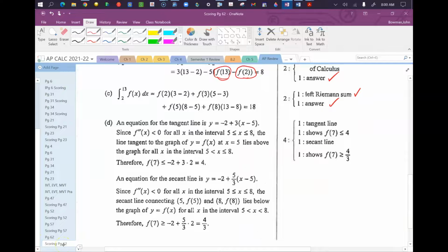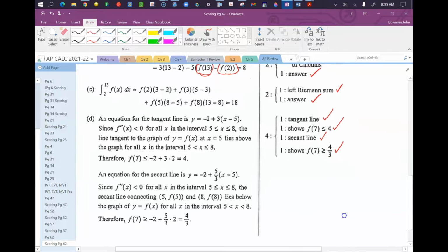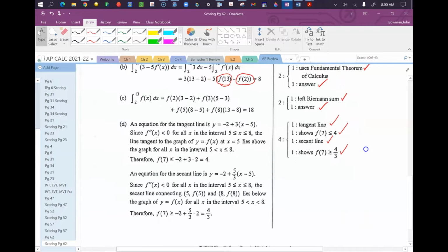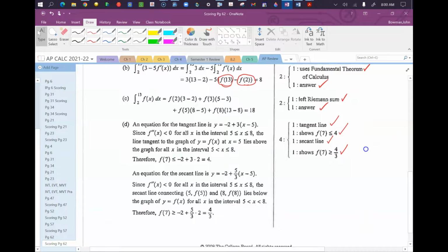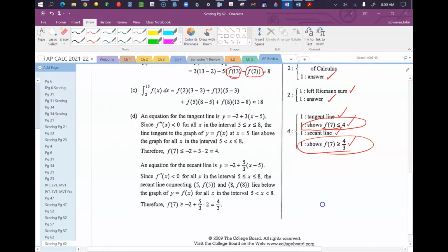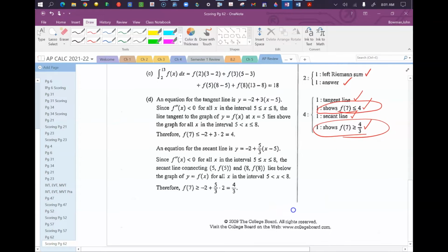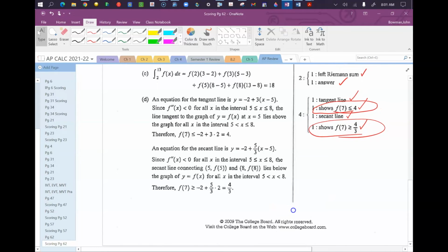Alright, so let's take a look at the scoring on that. For the tangent line, you get a point for estimating f at 7 using the tangent line, the secant line, and showing that. The interesting part is that they don't ask for justification, but I think it's implied in this part right here. So writing the equation of the tangent and secant lines gives you 2 out of the 4 points. Even if you only got 7 out of the 9 total points on that problem, that would be great.